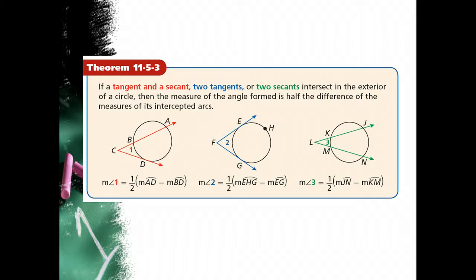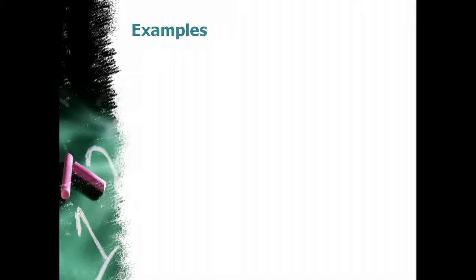And the theorem states, if a tangent and a secant, or two tangents, or two secants intersect in the exterior of a circle, then the measure of the angle formed is half the difference of the measures of its intercepted arcs. So in this case, we have this distance outside the circle. We need to make up for that distance by subtracting. So we always take the largest arc and subtract the smaller one from it. Let's look at an example.